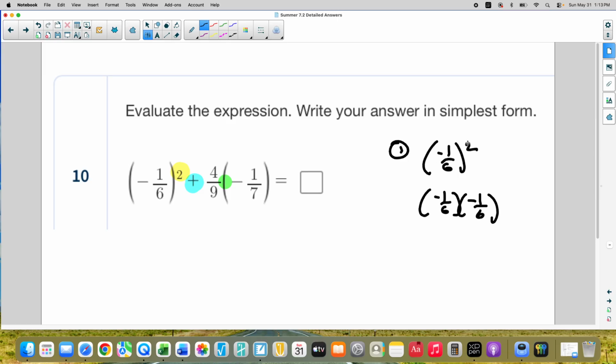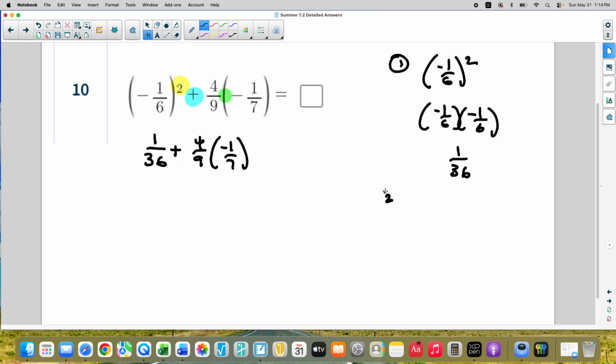It's the base, 2 times, multiplying. Negative 1 times negative 1 is 1. 6 times 6 is 36. So this simplifies to positive 1/36 plus, now we're going to multiply these two: 4/9 times negative 1/7. That's our second step. 4/9 times negative 1/7 gives us negative 4/63.